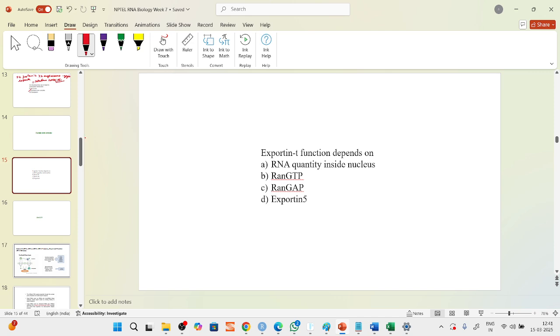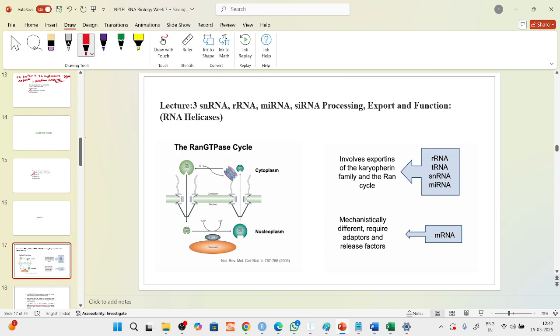So the correct answer would be RAN GTP. Now we come to lecture 3. Here we are again talking more about RNA transport. So you see how it happens. This is the nucleoplasm. This is the cytoplasm. This is your RAN GTP. This RAN GTP goes to the cytoplasm. Here it is converted to RAN GDP, and then this RAN GDP comes from the cytoplasm to the nucleus.